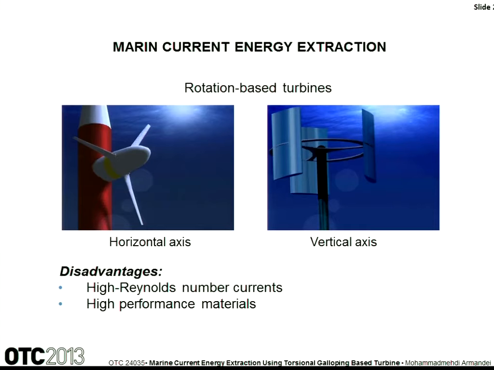For example, they need high Reynolds number currents so that they can have reasonably good efficiencies. And also, since they are exposed to high structural stresses because of the centrifugal forces, they require high-performance materials in production and maintenance.